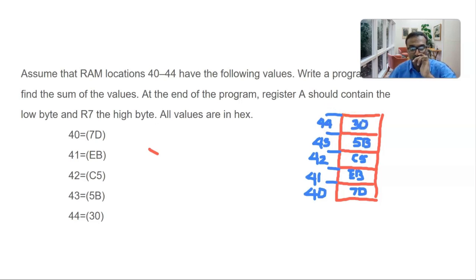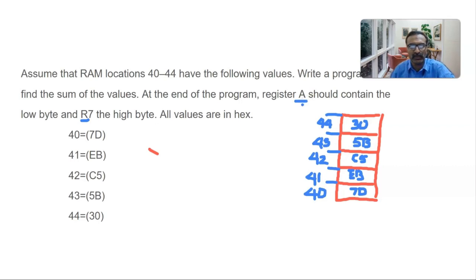Okay. So you have to write a program to find the sum of the values, and at the end of the program A should contain the low byte. When you are adding these 5 numbers, definitely each is of 8 bits. So when we are going to add 8 bits, then definitely the answer can be 9 bits, because there will be a carry. So that carry should be in R7, and register A should contain the low byte.